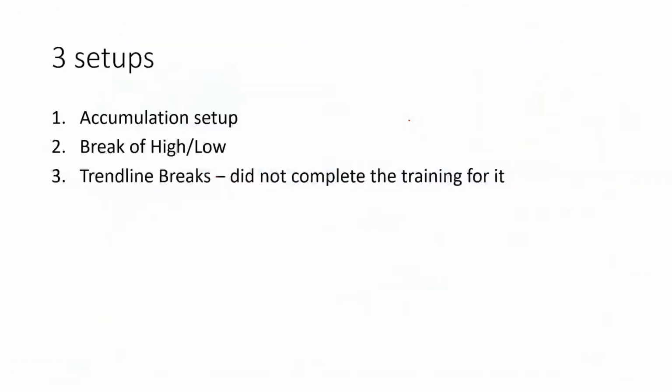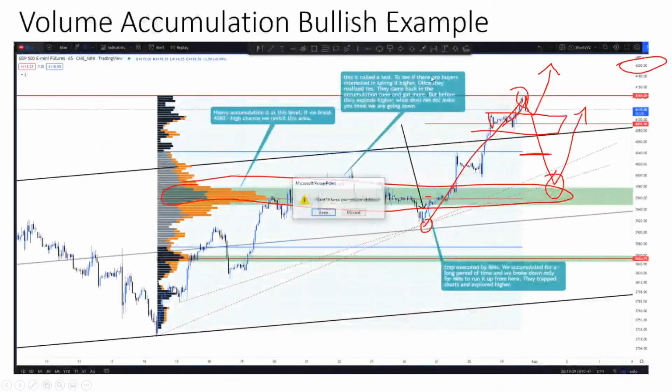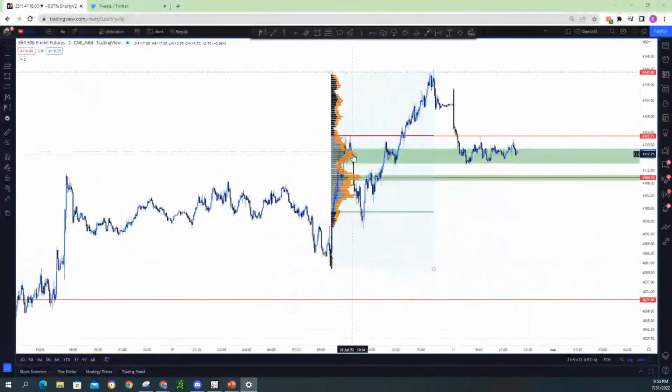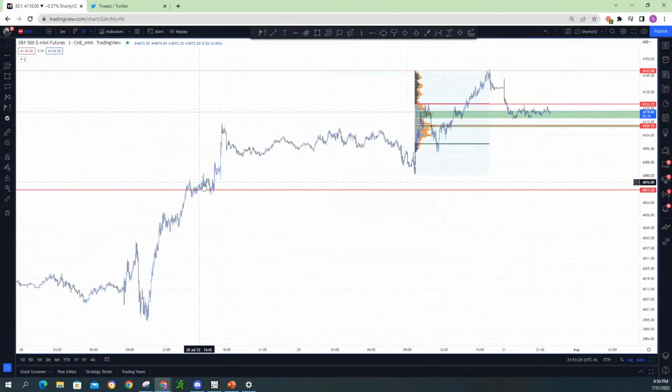So you have the accumulation setup, you have the break of high, low, and then you have a combo of these, which is really, really dangerous. It's a really good setup for trading. If you guys have no questions, then let's get into the charts itself.